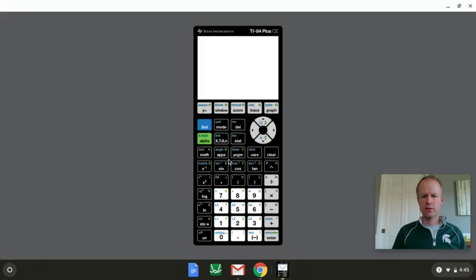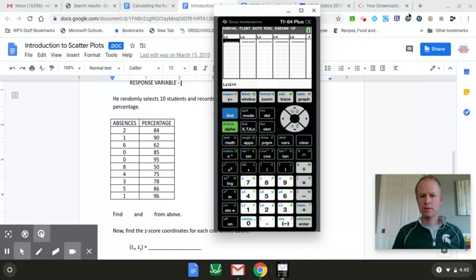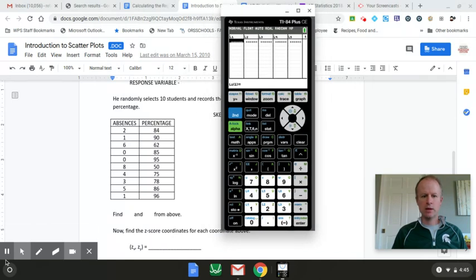So if I go to stat, it says RAM cleared. So I don't know if it remembered my data. Oh, it didn't remember my data. Okay, well, I'm going to need to put that data in. So in L1, I would type in my absences, in L2 the percentages. So I'll do that for a second.